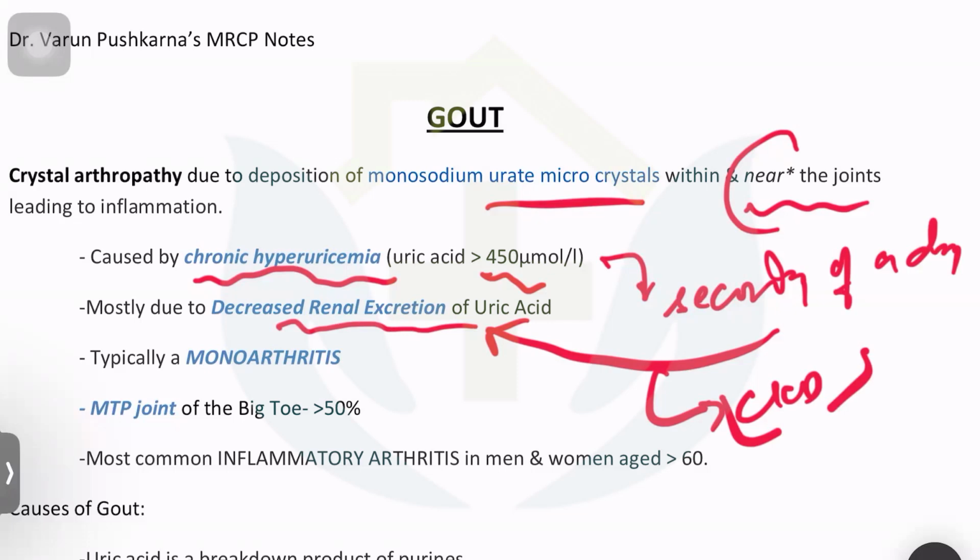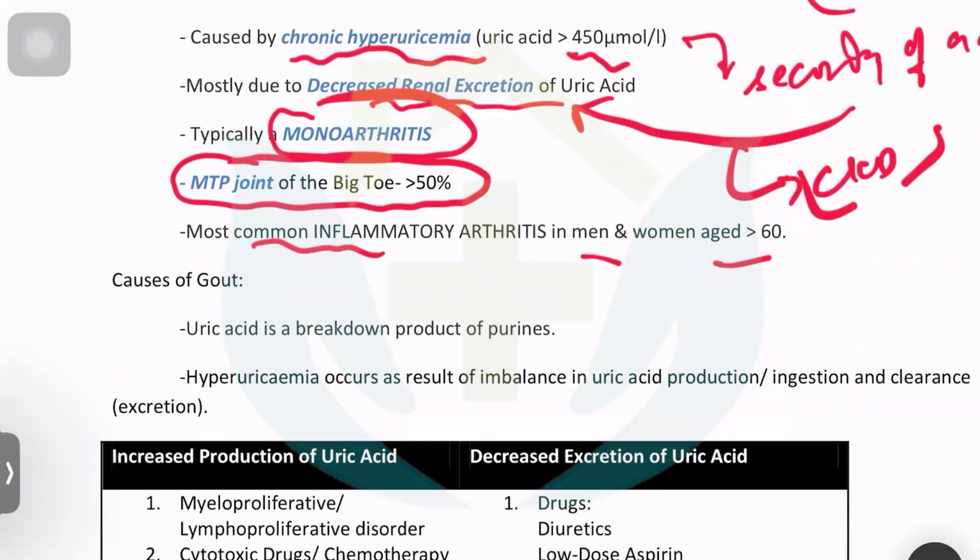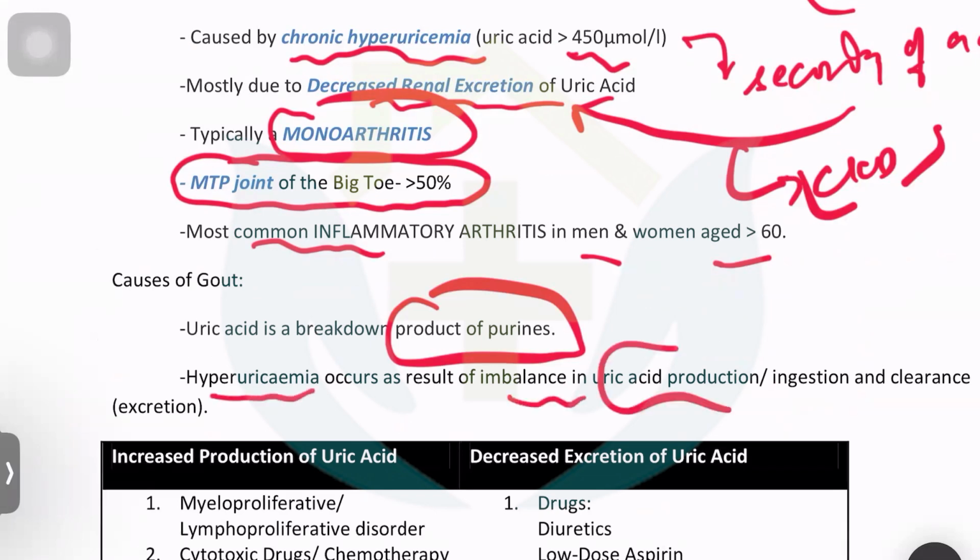Uric acid is formed from purine metabolism. So it is a byproduct of DNA denaturation. It usually causes monoarthritis. Most common joint to be involved is the big toe MTP joint, in more than 50% of cases. It is indeed the most common inflammatory arthritis in men and women above 60 years of age. Now, as I told you, uric acid is a byproduct of purines. So the hyperuricemia can occur as an imbalance between uric acid production and excretion.